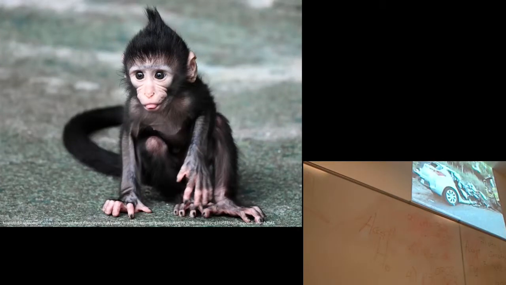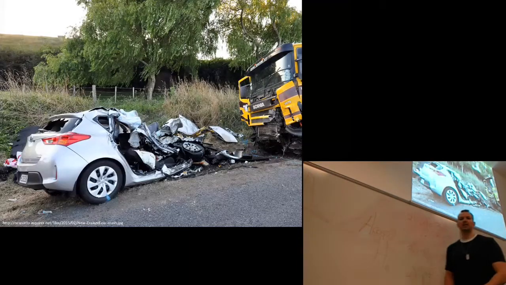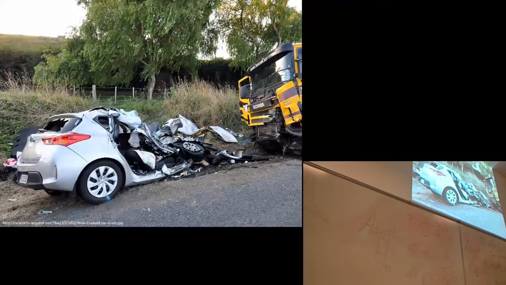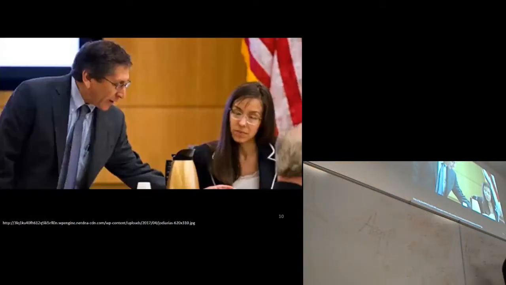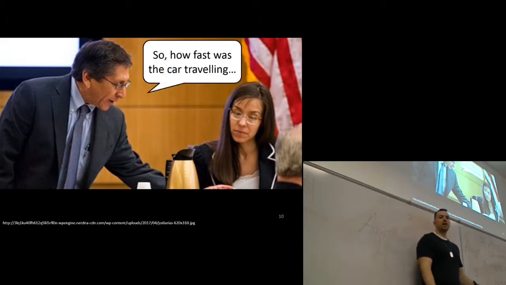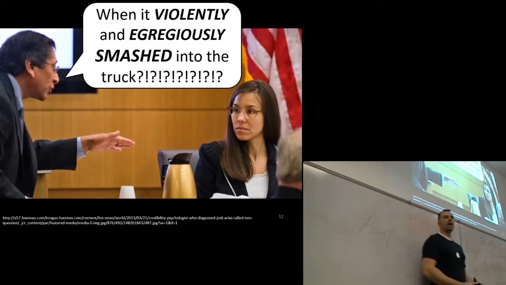All right, I'll give you another situation here. Let's say that there was a car accident that led to the death of one of the drivers, and now the other driver was in court, and their future, whether or not they go to jail, hinges on how fast were they going when the two cars collided. Now let's say that the prosecuting attorney is asking an eyewitness this very question, and they ask, so how fast was the car traveling when it violently and egregiously smashed into the truck?